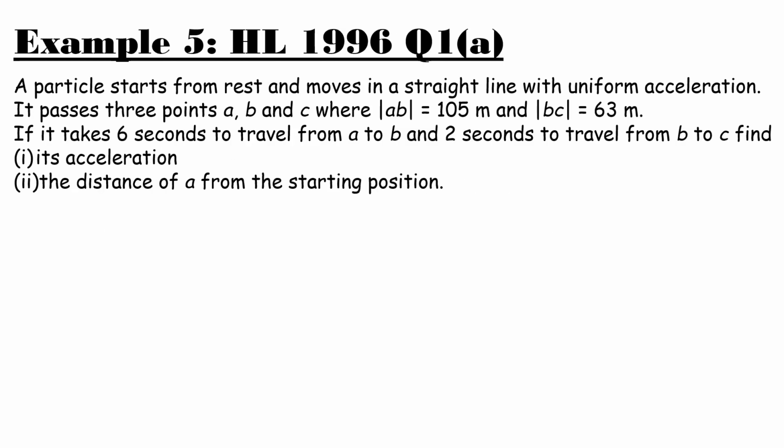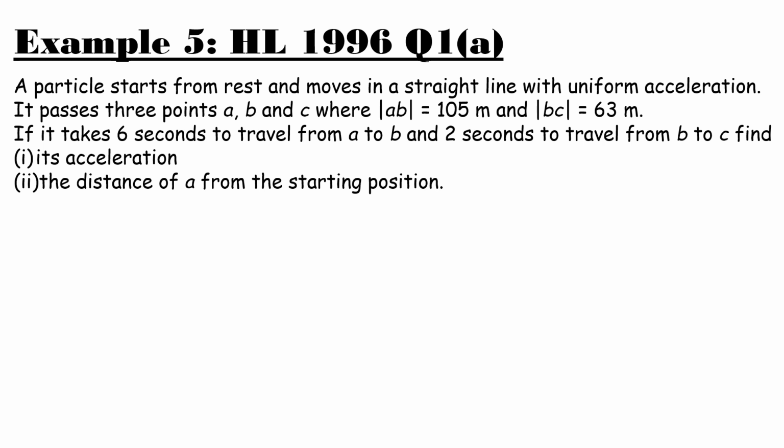So example 5 is from the 1996 higher level paper. It's question 1 part A. A particle starts from rest and moves in a straight line with uniform acceleration. It passes 3 points, A, B, and C, where the distance between A and B is 105 meters, and then the distance between B and C is 63 meters. If it takes 6 seconds to travel from A to B and 2 seconds to travel from B to C, find its acceleration and the distance of A from the starting point.